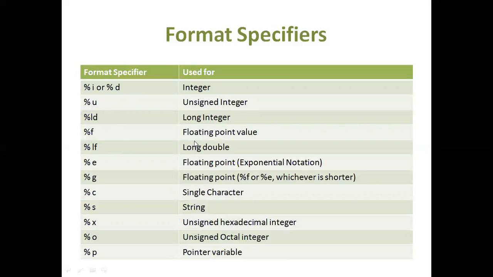For floating point value, %f is used. For long double, which is also a type of floating point, %lf is used. Now, if you remember, I have told you in the previous lecture that the floating point value could be printed both in the form of points or in the exponential notation as well. So if you want to print the value of the floating point in exponent, you can use %e.